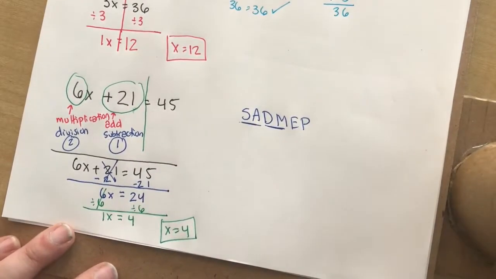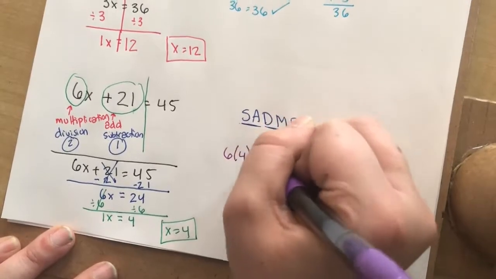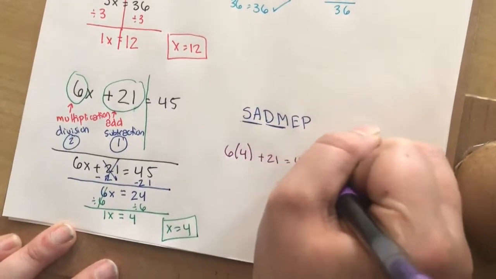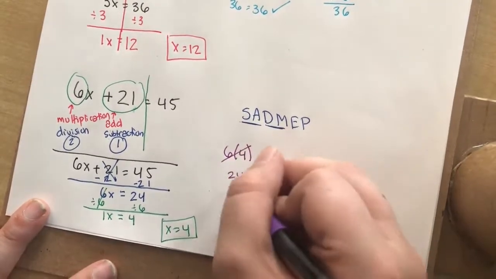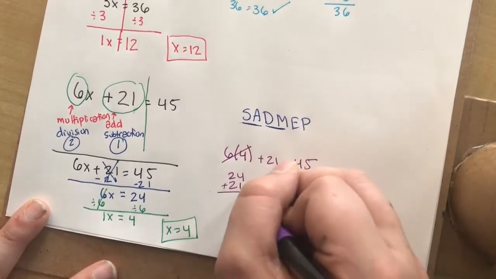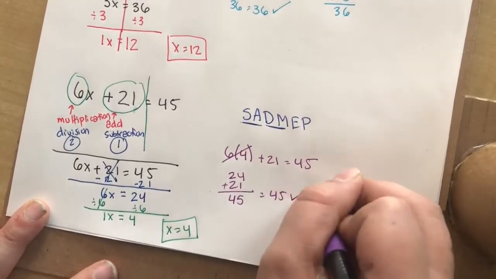I can check my work by plugging that back in. Okay, 6 times 4, that's 24. 24 plus 21, and that's 45. 45 equals 45, so I'm all set.